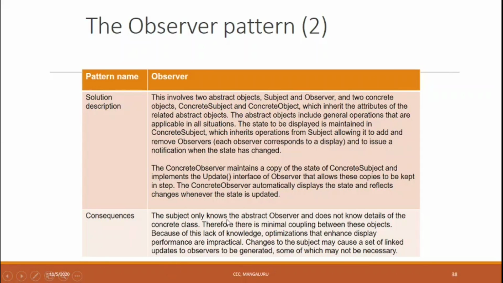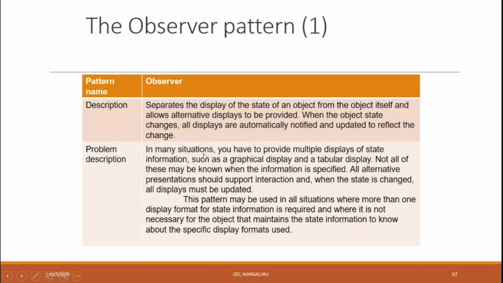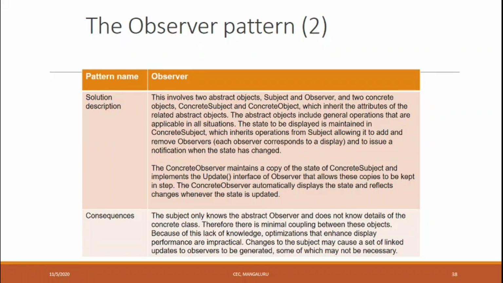The subject only knows the abstract observer and does not know the details of the concrete classes. So this is the one example given. That is not so important, but what is important here is the pattern name, description, problem description, solution description, and consequences. The pattern name is what is required and important.